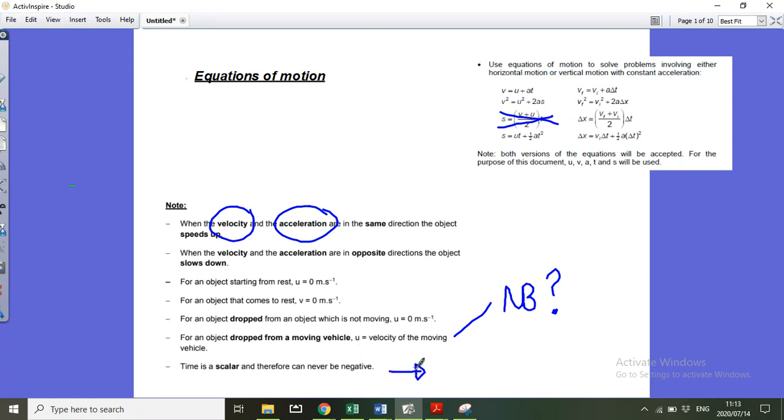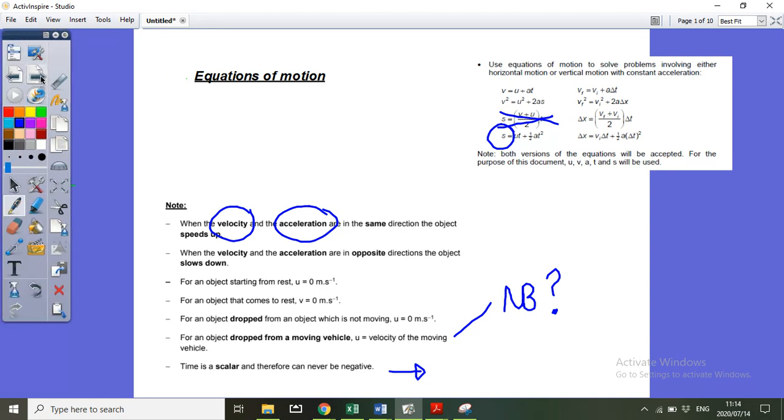Another important point: time is a scalar and therefore we are going to use positive times. If you end up with a negative time, don't just make it positive. That should lead you to the fact that you've assigned the direction wrong for one of your variables, and most probably it's going to be your displacement, because often we forget that displacement up and displacement down also needs to have a specific sign assigned to it.